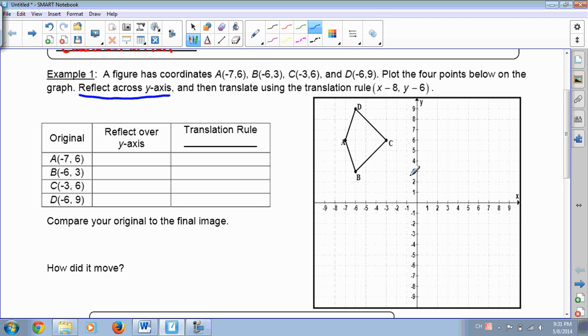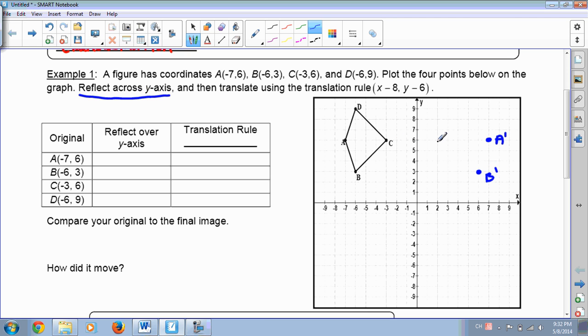Okay, well here is the y-axis. So when we reflect across it, we're flipping it over this. So we're flipping it to the first quadrant. So A is 1, 2, 3, 4, 5, 6, 7 units to the left. So it's going to now be 7 units to the right of the y-axis. So this would be A prime. B is 6 units to the left. So now we're 6 units to the right. There's B prime. C is 3 units to the left.